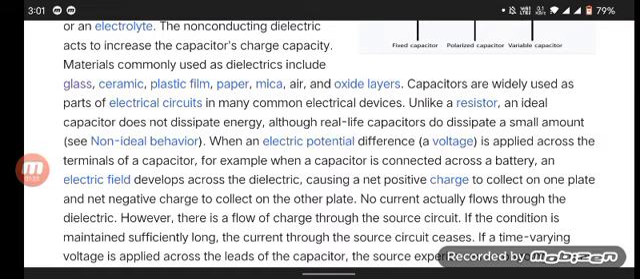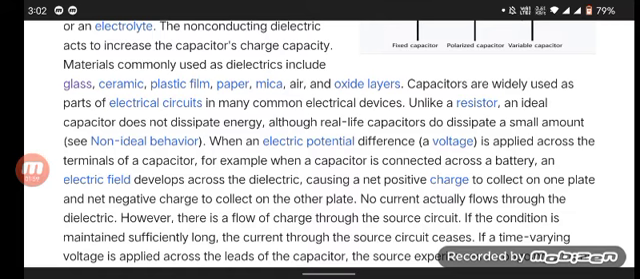Capacitors are widely used as parts of electrical circuits in many common electrical devices. Unlike a resistor, an ideal capacitor does not dissipate energy, although real-life capacitors do dissipate a small amount when an electrical potential difference, or voltage, is applied across the terminals of a capacitor.